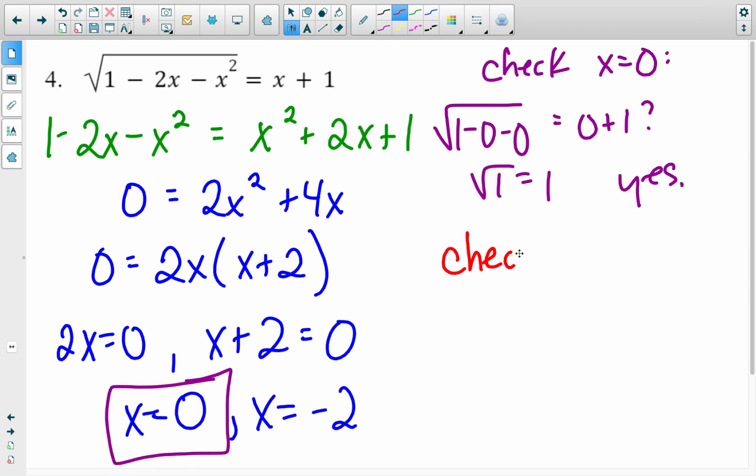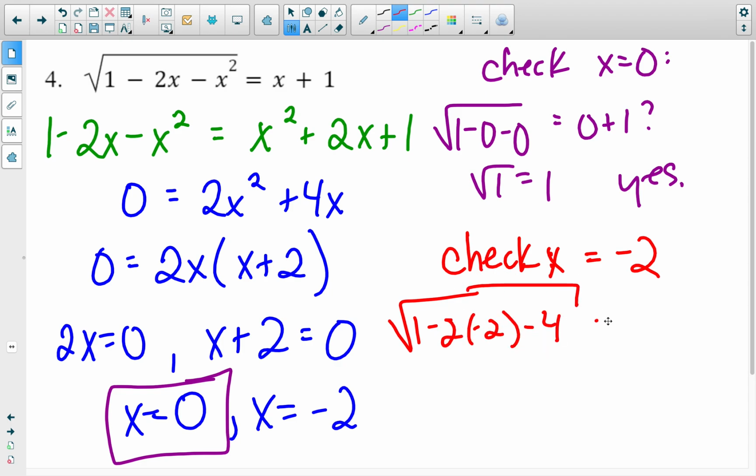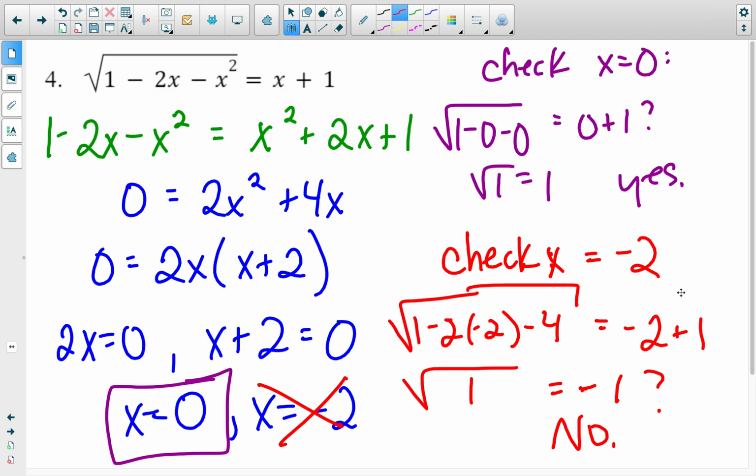Now let's check our other one. X equals negative 2 is the square root of 1 minus 2 times negative 2 minus 4. Be careful with your signs there. Is that equal to negative 2 plus 1? So is the square root of 1 plus 4 minus 4 equal to negative 1? No, it's not. Okay, the square root of 1 is positive 1, not negative 1. So negative 2 is extraneous. X equals 0 is our only solution.